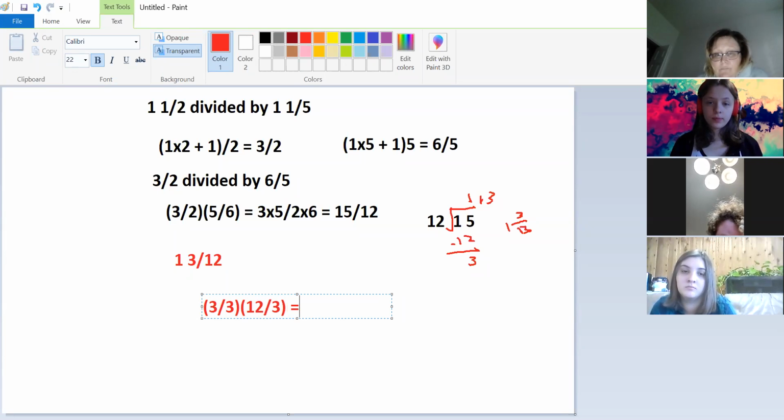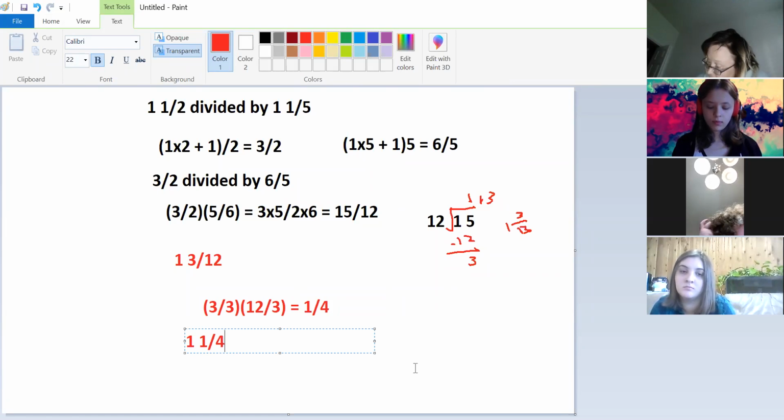By doing this, it doesn't change that fraction at all. I'm dividing the numerator and denominator by 3. But the big difference is now I'm going to say 3 divided by 3 is 1. 12 divided by 3 is 4. So it's 1/4. So now I'm going to rewrite this thing, and I'm going to say, well, this thing is equal to 1 and 1/4. Okay? Does that all make sense?